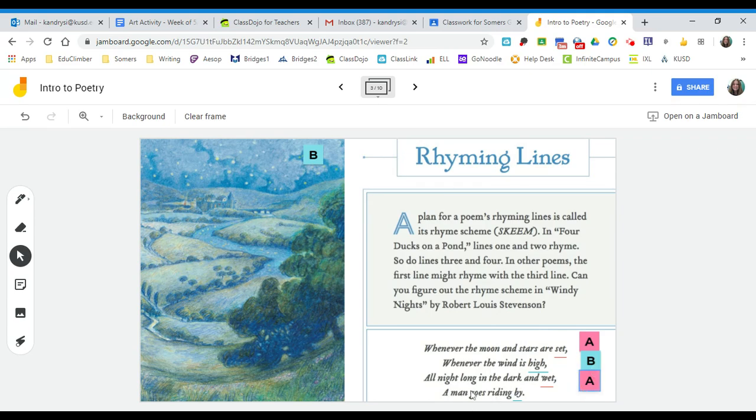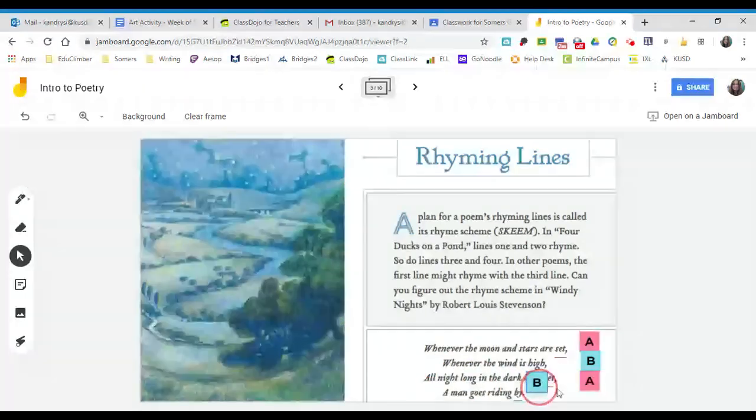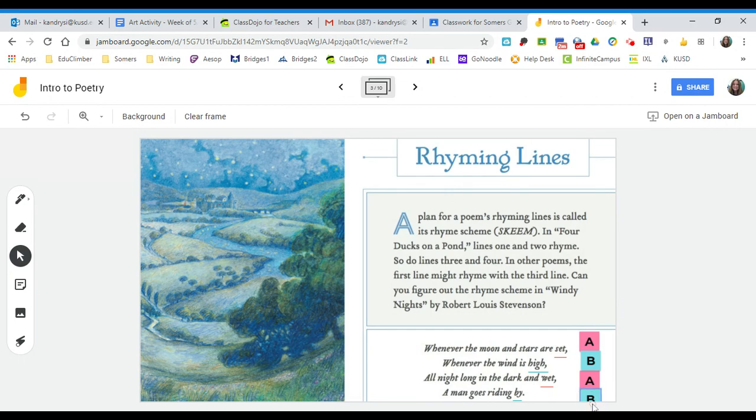And the last line, a man goes riding by. By doesn't rhyme with wet or set, it rhymes with high, so it would be a B line. So the rhyme scheme in this poem is ABAB, as opposed to the last one that was AABB.